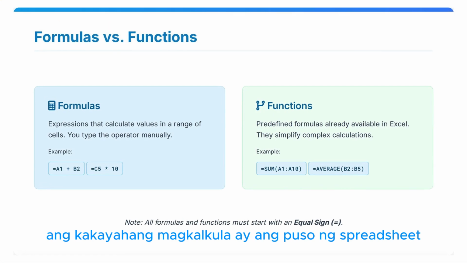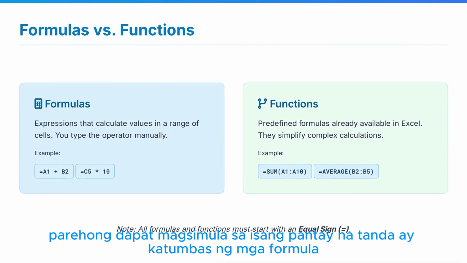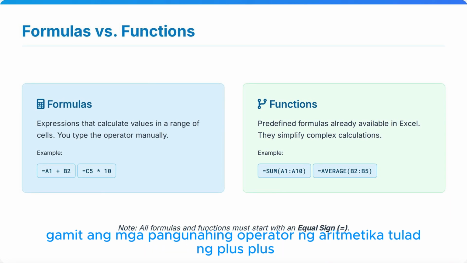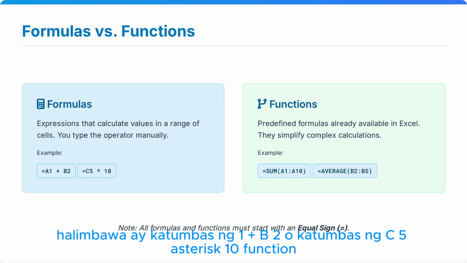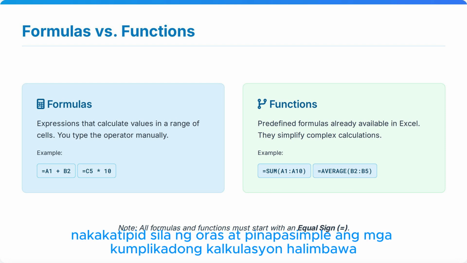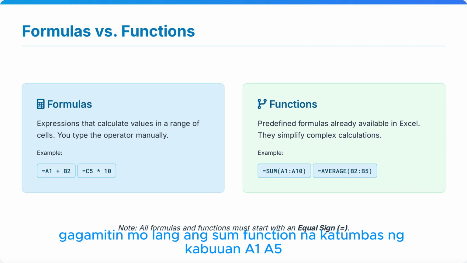The ability to calculate is the heart of the spreadsheet, and we do this using formulas and functions. Both must start with an equal sign. Formulas. These are expressions you manually type to calculate values, using basic arithmetic operators like plus, minus, times (asterisk), and divide. For instance, =A1+B2 or =C5*10. Functions. These are predefined formulas already built into the spreadsheet software. They save time and simplify complex calculations. For example, instead of typing =A1+A2+A3+A4+A5, you just use the SUM function: =SUM(A1:A5).